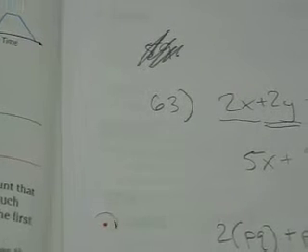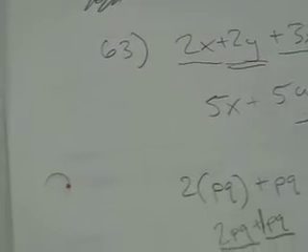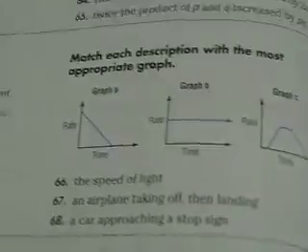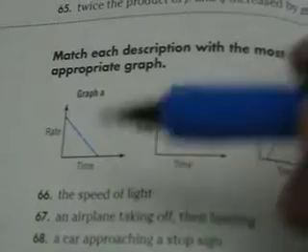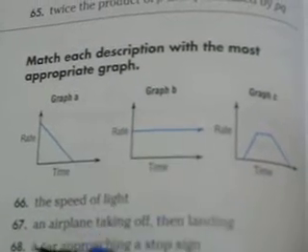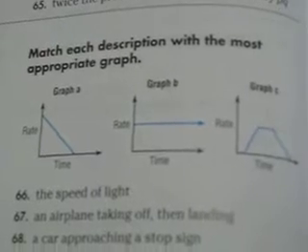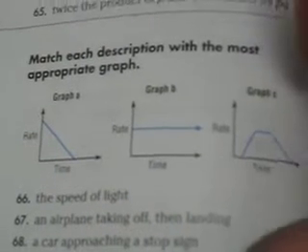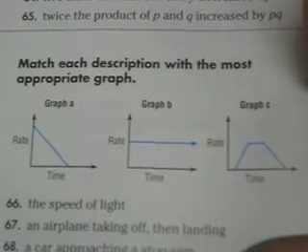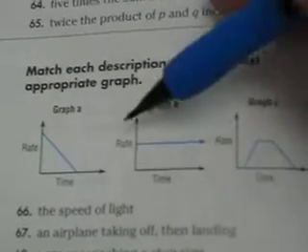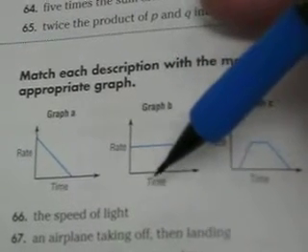Okay, a couple more problems. Numbers 67 and 69. 67 is involving a graph. It says match each description with the most appropriate graph. We're looking for the graph that represents an airplane taking off and then landing. Well, we need to pay attention to what our labels on the X and Y axes are. We're looking at rate and time. So we're talking about how fast this plane is moving compared to time.